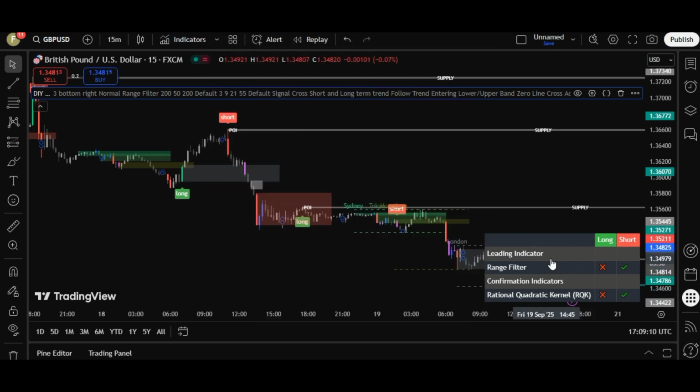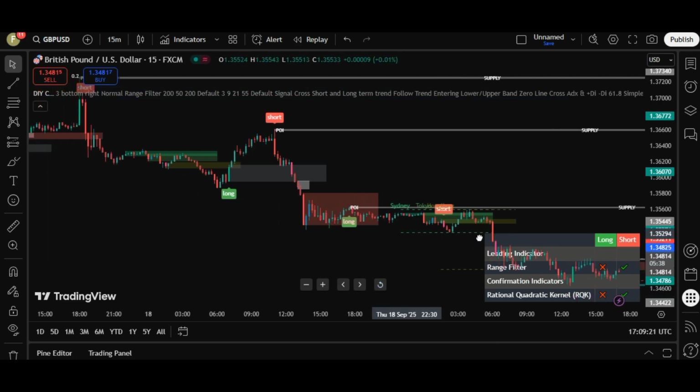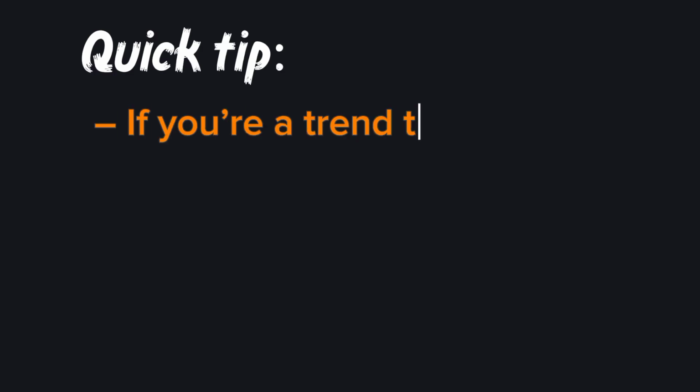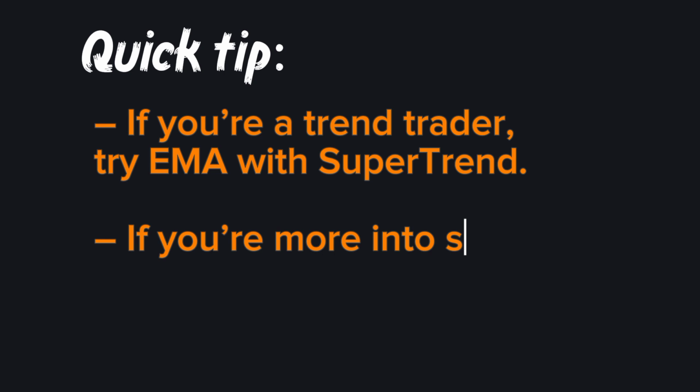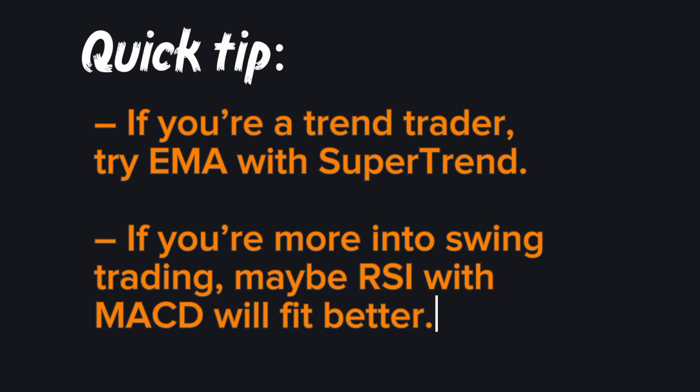So while the tool gives you buy and sell signals, you can also see what's happening visually, and that's powerful. Because trading isn't just about signals, it's about context. This thing is like a sandbox for strategy building. Quick tip. If you're a trend trader, try EMA with SuperTrend. If you're more into swing trading, maybe RSI with MACD will fit better.